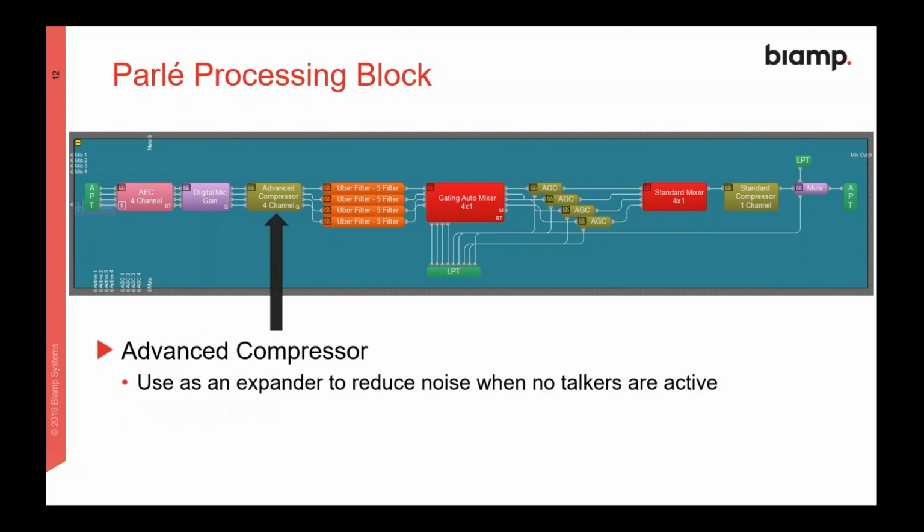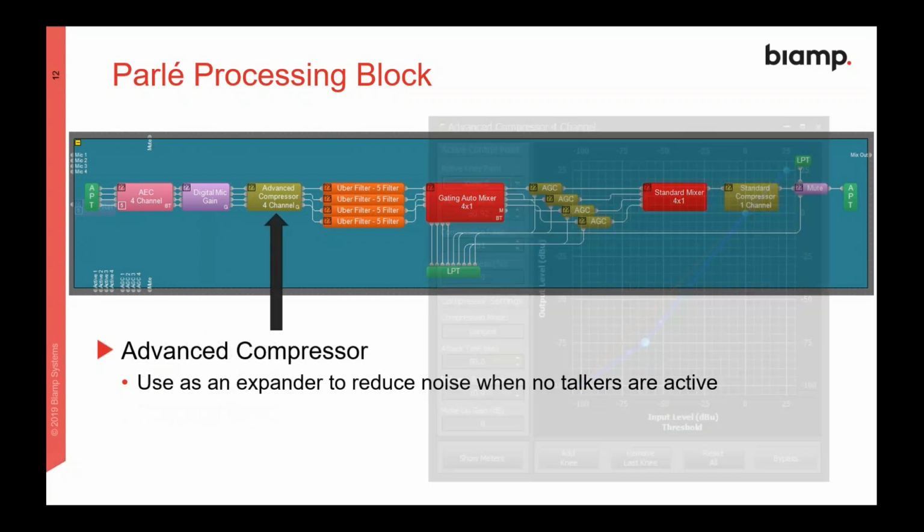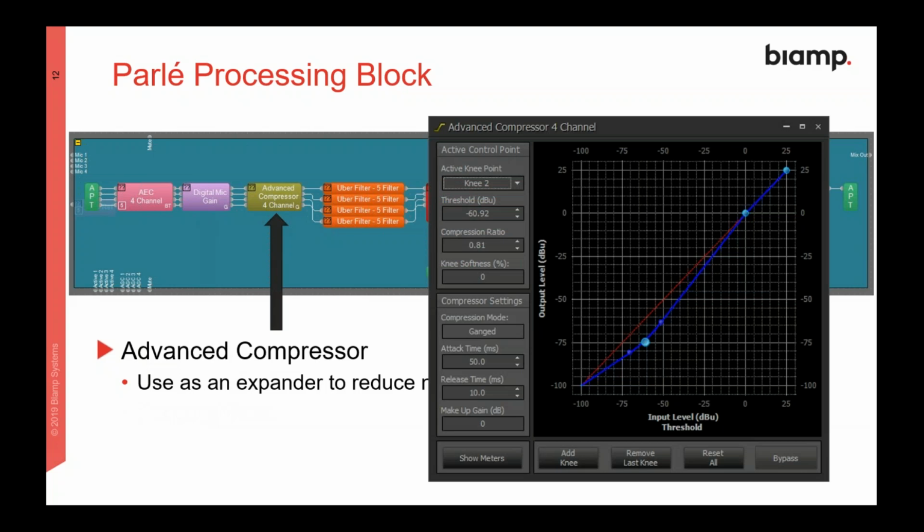Next in line, we have an advanced compressor block. And again, we're assuming a little bit of familiarity with Tessera software, so you're probably familiar with a regular compressor block. So we've set this block up to work in advanced mode, and advanced mode gives you the ability to create an expansion curve and get this block to run as an expander.